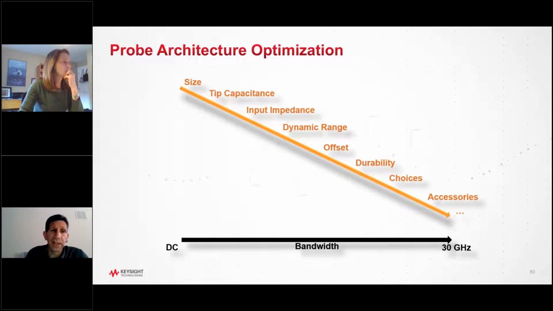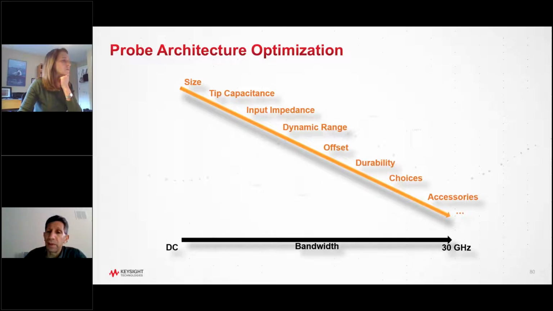All right, some of the things that decrease when you go up in bandwidth. Size is one, because the smaller the size, the higher the bandwidth. The capacitance at the tip has to go down. A key thing, though, is in the middle. As you go up in bandwidth, the dynamic range or voltage input capability of the probe typically goes down. You're not going to find a 30 or even a 10 gigahertz probe that can generally do more than 5 volt input. So if you have a higher bandwidth signal with higher input, typically you have to attenuate before you even get to the probe.